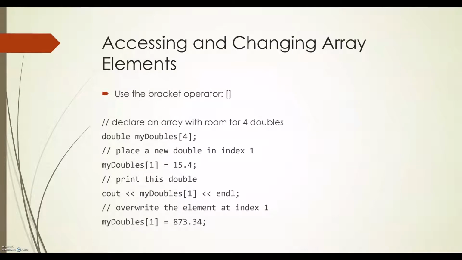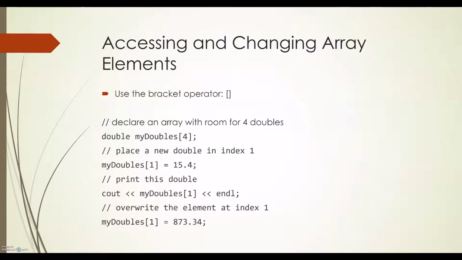This slide will shortly cover how to access and change array elements. We can do so using the bracket operator. First, I have declared an array that can hold 4 doubles. Notice that at the time of declaration, I have not set any of the elements in the arrays yet. If I were to print the element at index 3 after I declare the array, it would output whatever arbitrary value already exists in that location in memory.